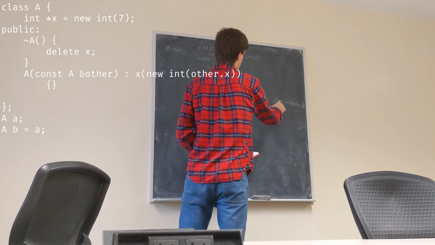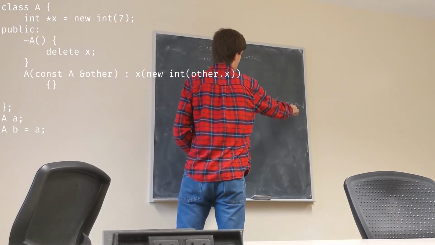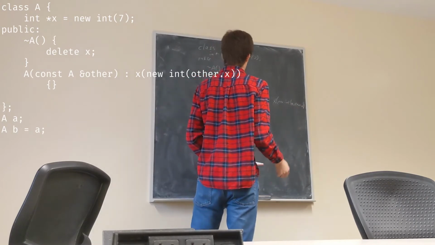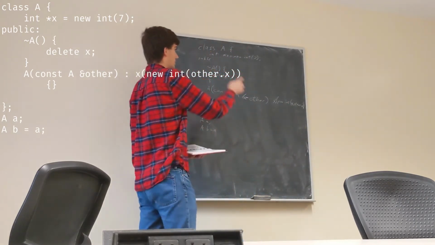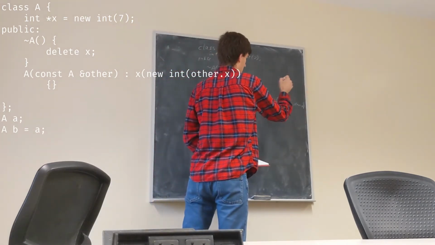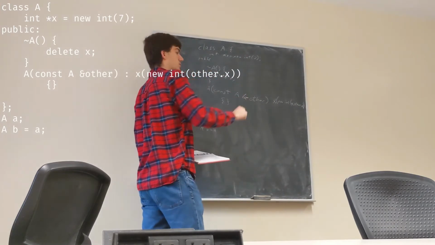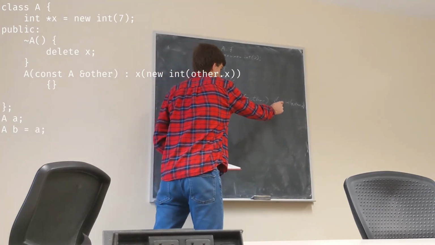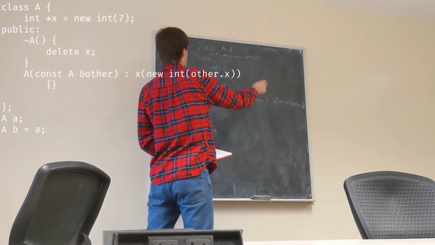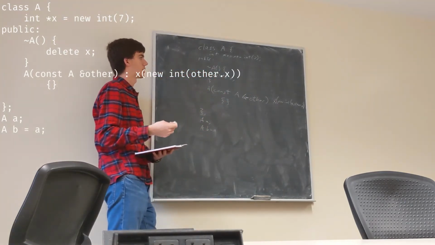So then it takes A, looks at the field X in it, takes the value stored at the memory address pointed to by X, and then allocates a new int on the heap, copies that value into the new int, and stores the pointer to the new int in X in B. And so this is an example of a useful copy constructor.